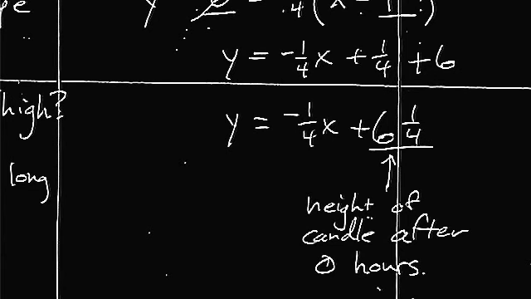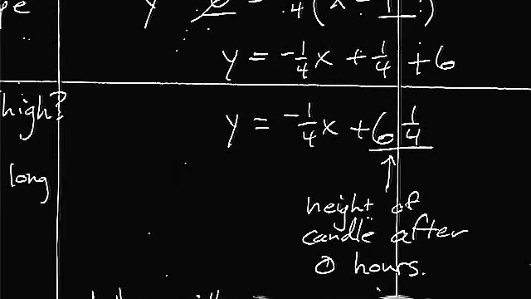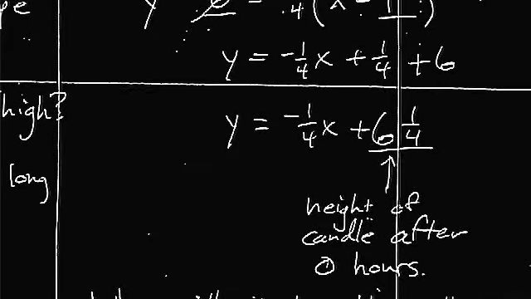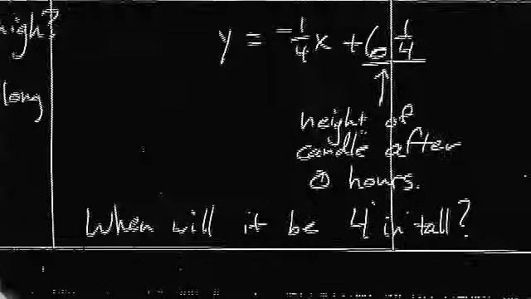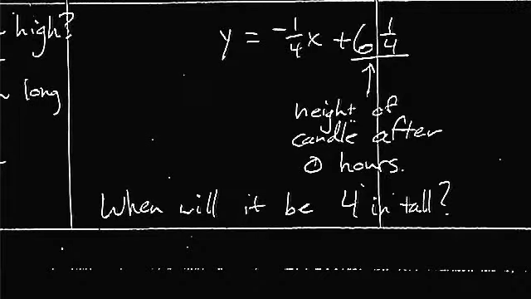Now, using the equation from example 2. This will be our last example for right now, and then we'll talk more in class about scatter plots and things like that. When will the candle be 4 inches tall? When will it be 4 inches tall? So in other words, we're using this equation to make a prediction.